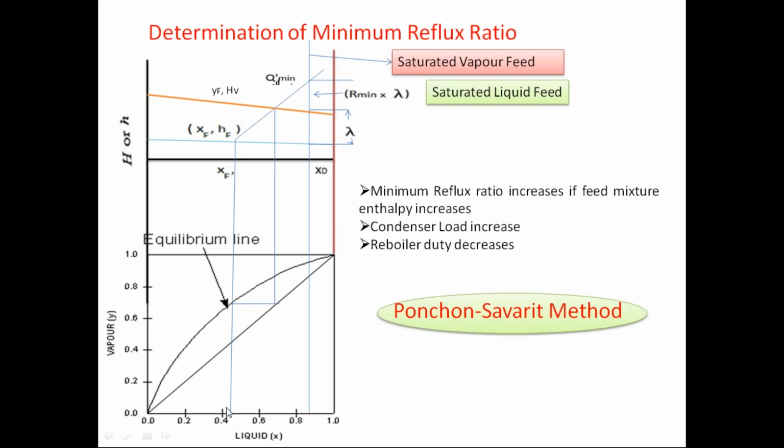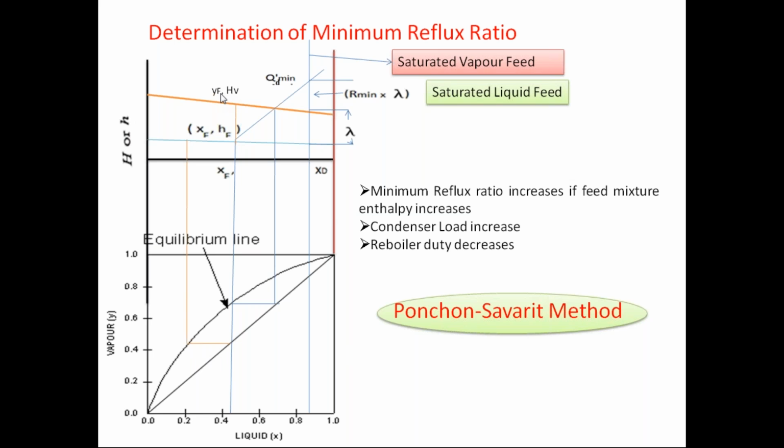If the feed is saturated vapor, this is another case. In case of the saturated vapor, you have to take the saturated vapor line. It is intersecting here. This will give you the corresponding feed which is in the saturated vapor state, its enthalpy. From here you have to draw one pinch point. You find out this one is coming here, and then you have to find out the corresponding x. So the corresponding x is here.